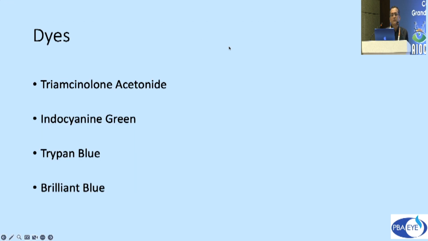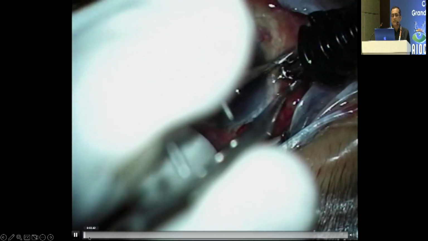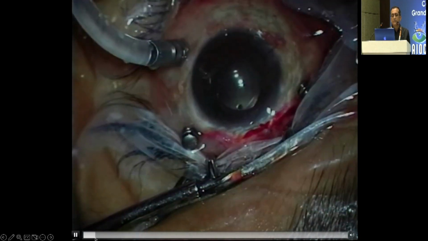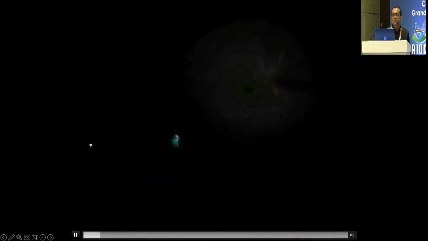We use different dyes like triamcinolone, indocyanine green and trypan blue. Nowadays most of us use brilliant blue dye. So there are a few videos which we can see and then discuss. This is the old time 23 gauge surgery. There is a post retinal detachment surgery with silicone oil, then we took out the oil.